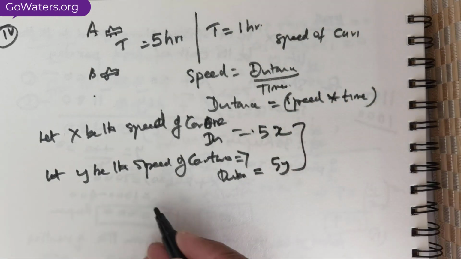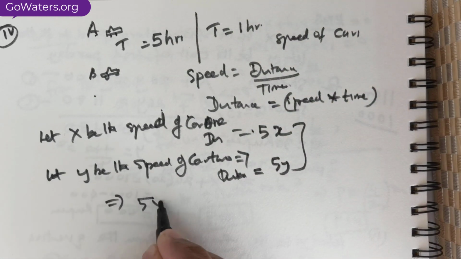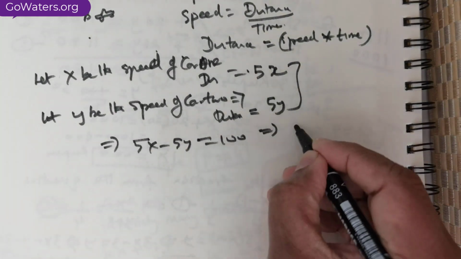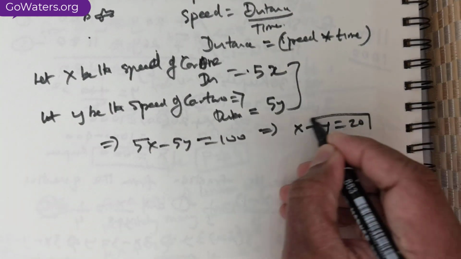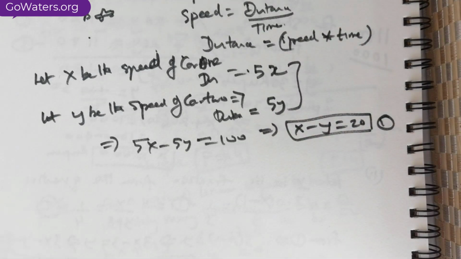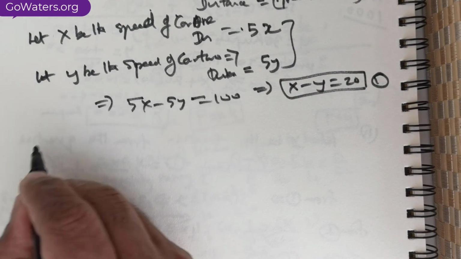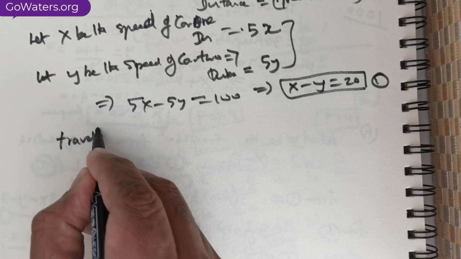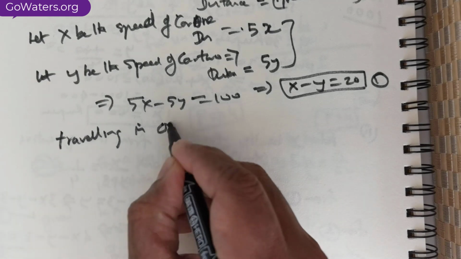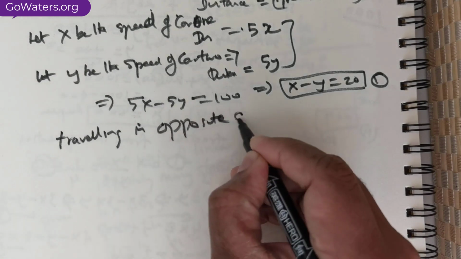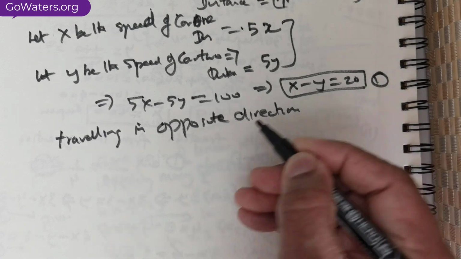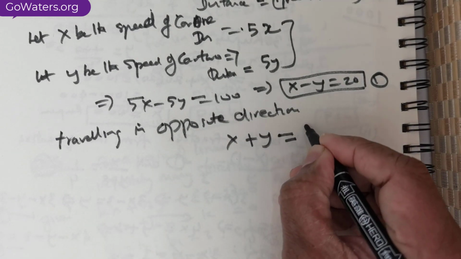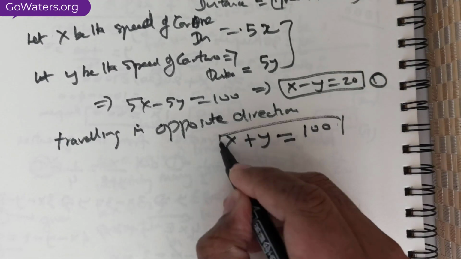So we have to combine these two. This would mean 5 times x minus 5 times y is equal to 100, and this in turn means x minus y is equal to 20. So this is equation 1. Now having got equation 1, we need to get equation 2. Traveling in opposite directions, this would be the equation: x plus y is equal to 100. So this is my equation 2.